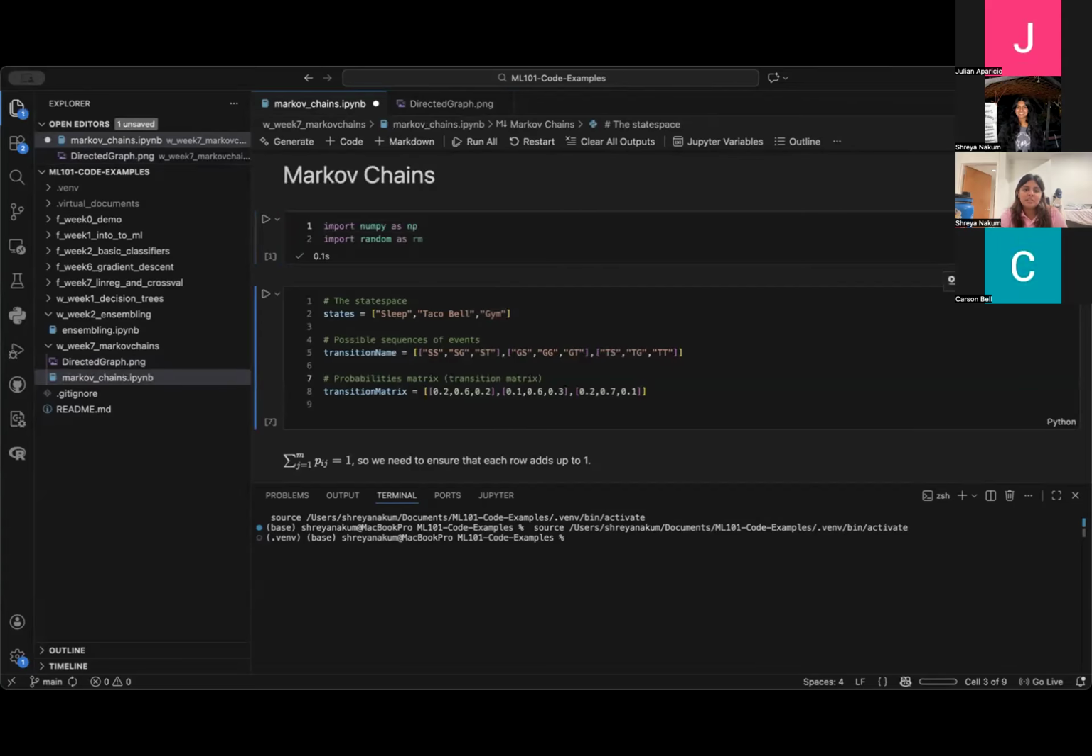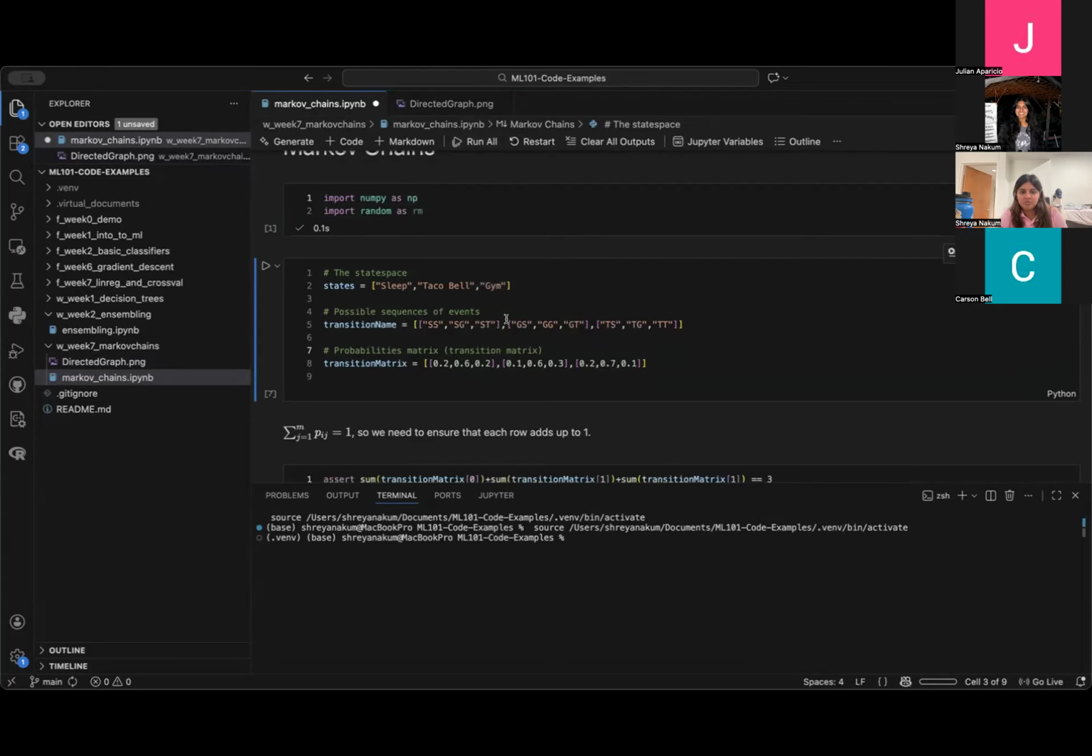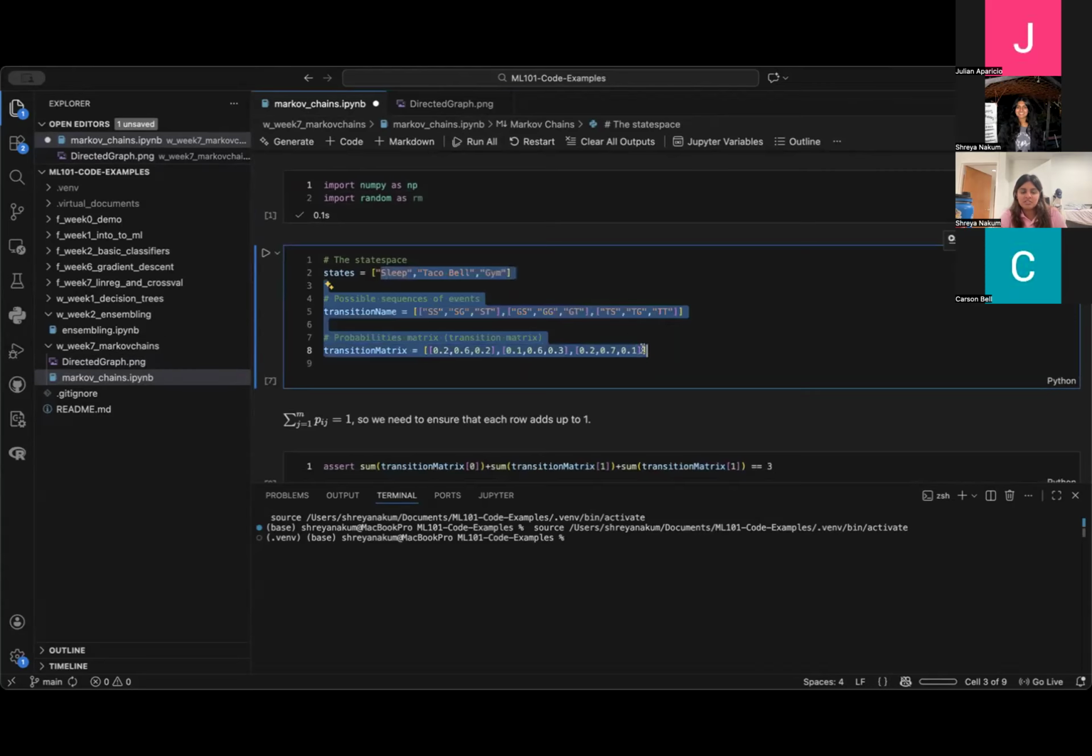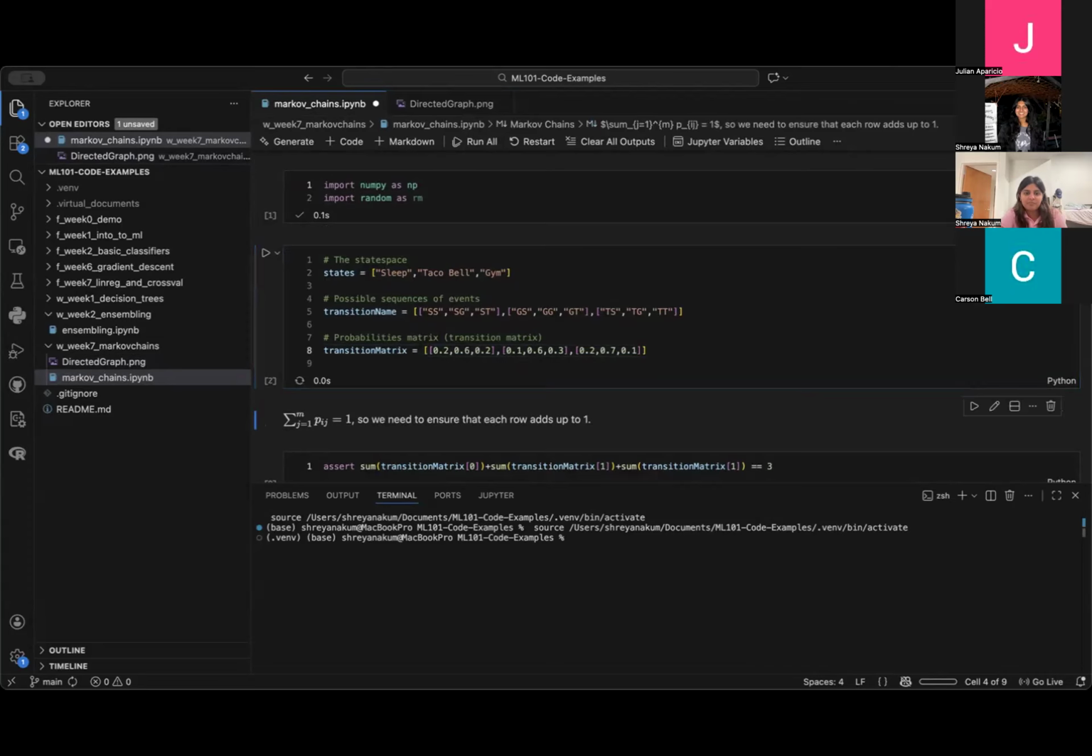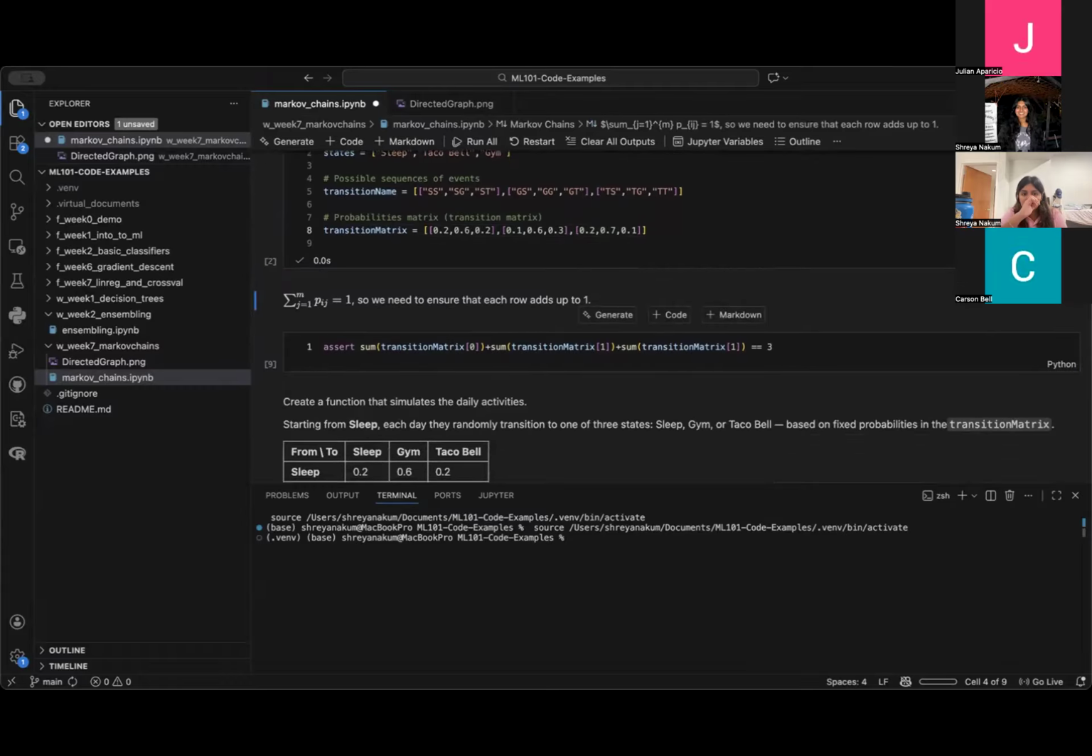So this is going to be our idea of the Markov chain, and these are going to be our different transitions, and that's going to be your transition matrix directly based on that. So sleep to sleep, sleep to gym, sleep to Taco Bell, and vice versa. We need to make sure that each row adds up to 1. So that's exactly what we're doing right here. We're adding up each row and making sure it adds up to 3 because we have 3 states.